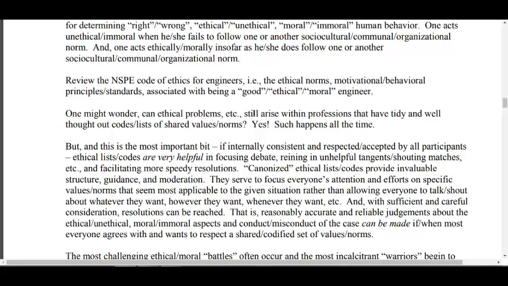So yes, absolutely. Problems, difficulties, disagreements, ethical value conflicts, they absolutely arise even in professions with well thought out lists and codes. But those lists and codes are a lot of helpful pre-work. We have a lot more to guide us through to decision making.